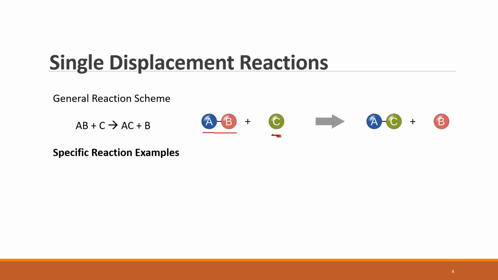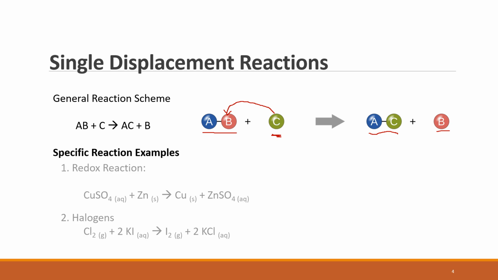So we have one compound reacting with an element by itself, in this case, element C. So what happens in a single displacement reaction is that atom C is going to displace one of the atoms in the compound. So it looks like, in this case, atom C is displacing atom B to form a new product where A is now attached to C instead of B on the product side. Since C replaced B, now B is an element by itself on the product. So below are some examples of this.